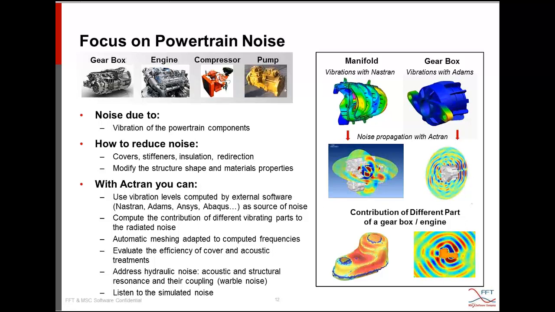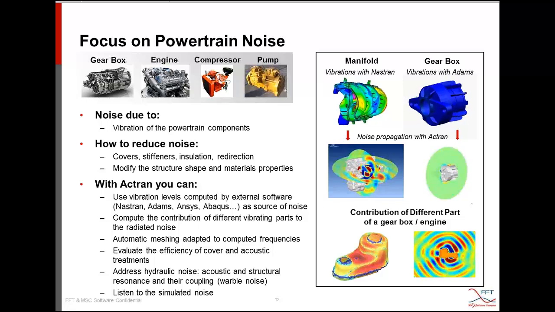The efficiency of acoustic treatments can easily be evaluated with Actran. So Actran is adapted for understanding where the noise comes from and how to reduce it efficiently. Moreover, vibrations computed previously by an external software can be read as acoustic sources in Actran. The hydraulic noise can also be addressed, and it is possible to hear the simulated noise. Pictures and animation on the right show examples of vibrations computed by Adams Flex or Astra, and then read by Actran for computing quickly the radiated noise.